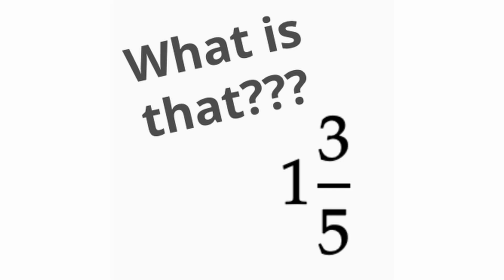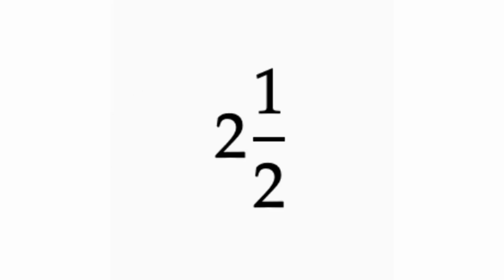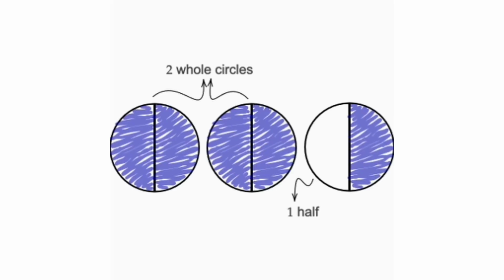So what is a mixed number? A mixed number is exactly what it sounds like. It's a mix of a whole number and a fraction. So 1 3/5 means you have one whole and 3/5 more. Let's look at another one. 2 1/2. That means 2 whole things and 1 half more.